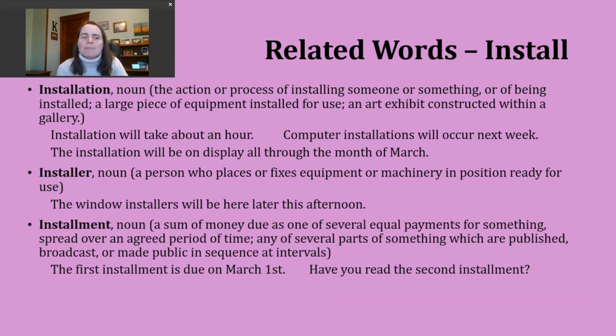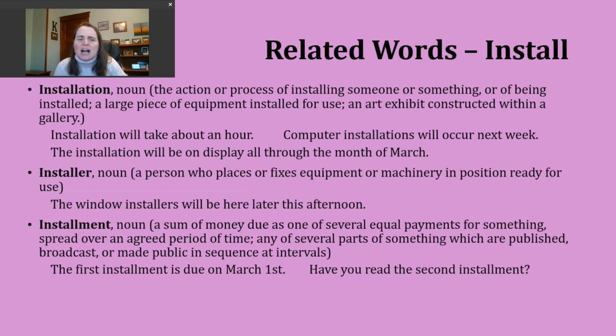One more word for us today. It's another noun. It's installment. Now these words, the verb install, the noun installation, and the noun installment all seem to have the same origin, but I'm going to point out the noun here is going to seem very different than anything else we've talked about now. So, one way to use the noun installment is to refer to a sum of money that's due as one of equal payments for something spread out over an agreed period of time.